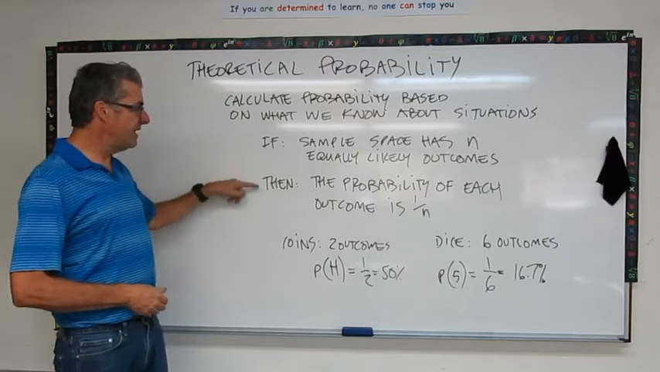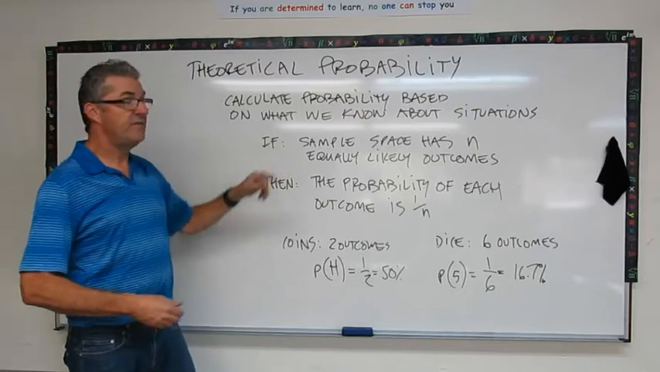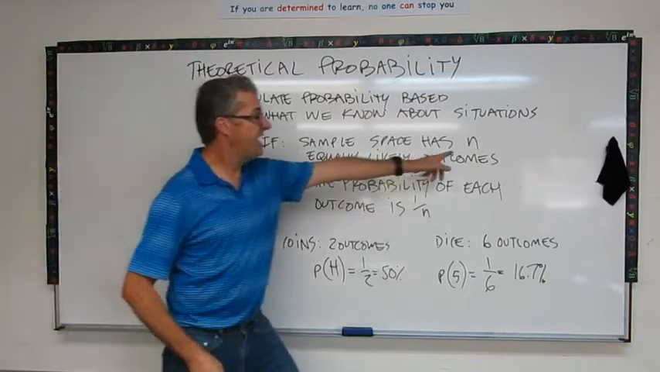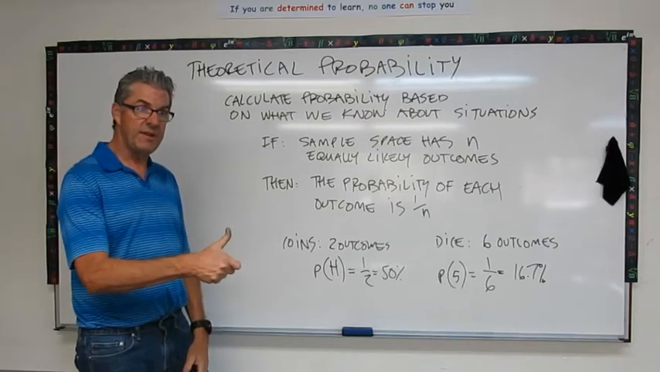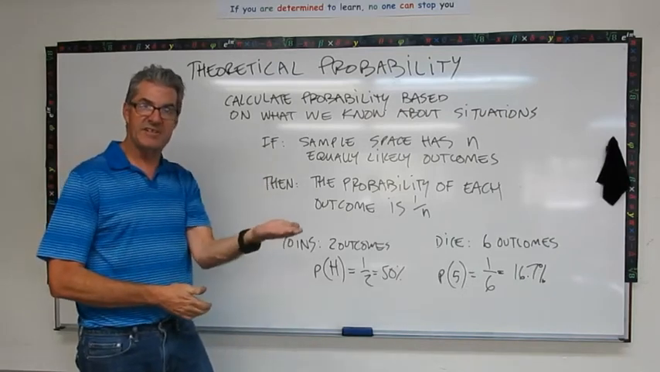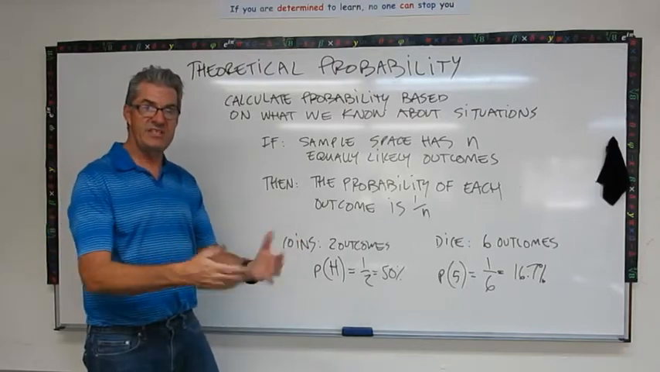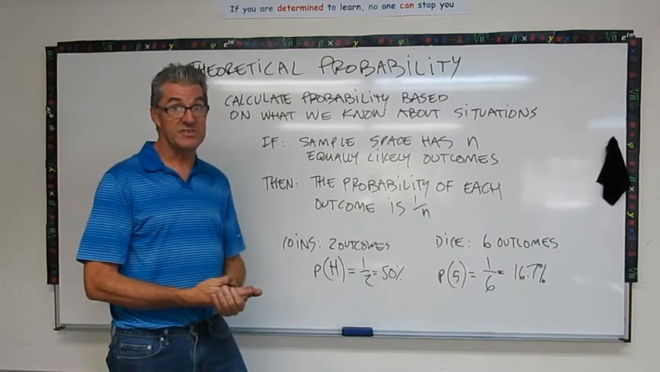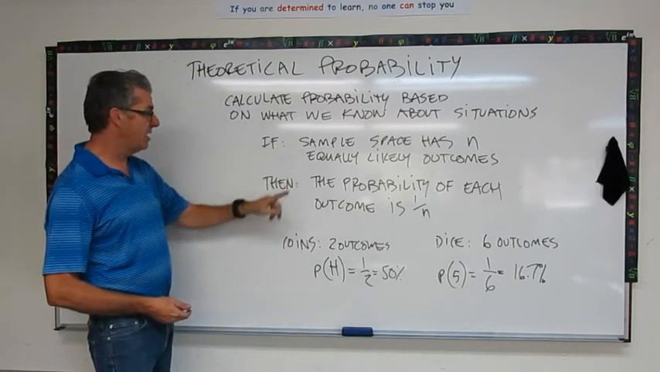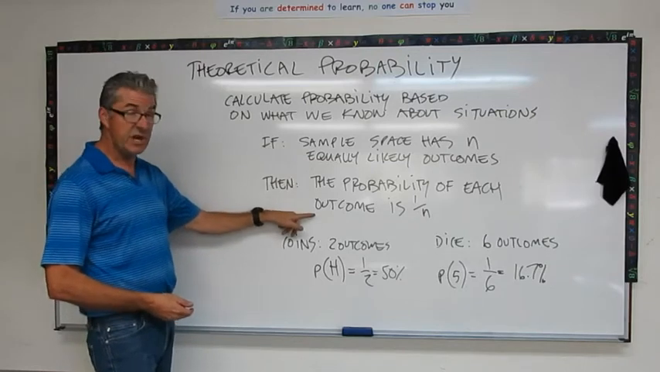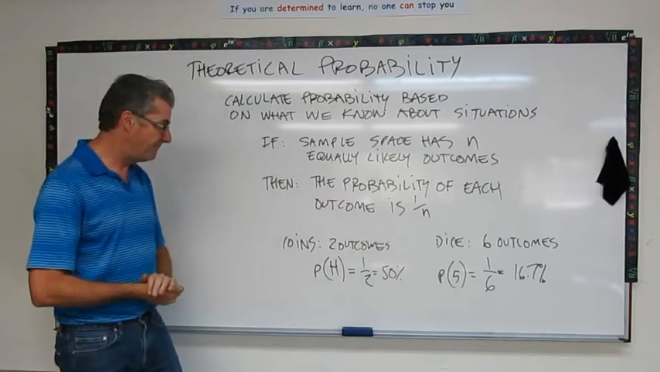So here's a little if-then statement that gets us in the door for theoretical probability. If a sample space has n equally likely outcomes. And what that means is with a coin flip, we're assuming that it's equally likely that it lands heads or tails. Or with the roll of a die, that one of the 6 sides is just as likely as any of the other sides. So if the sample space has n equally likely outcomes, then the probability of each outcome is just 1 over n.